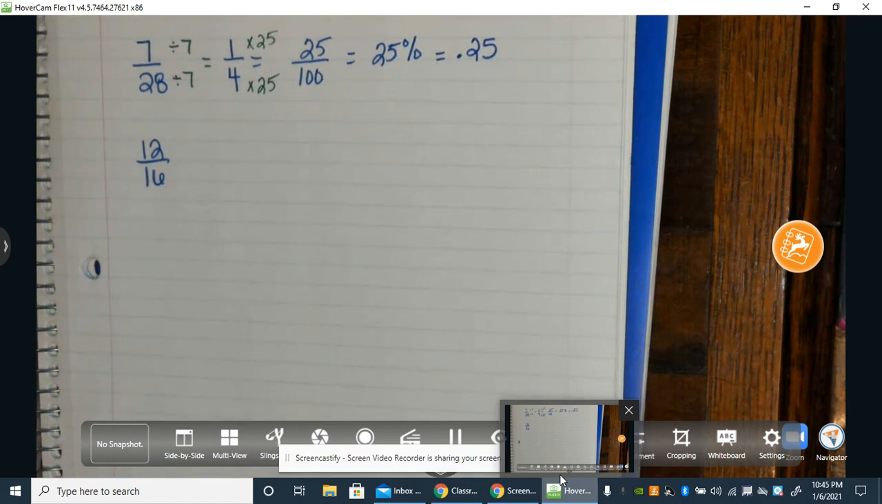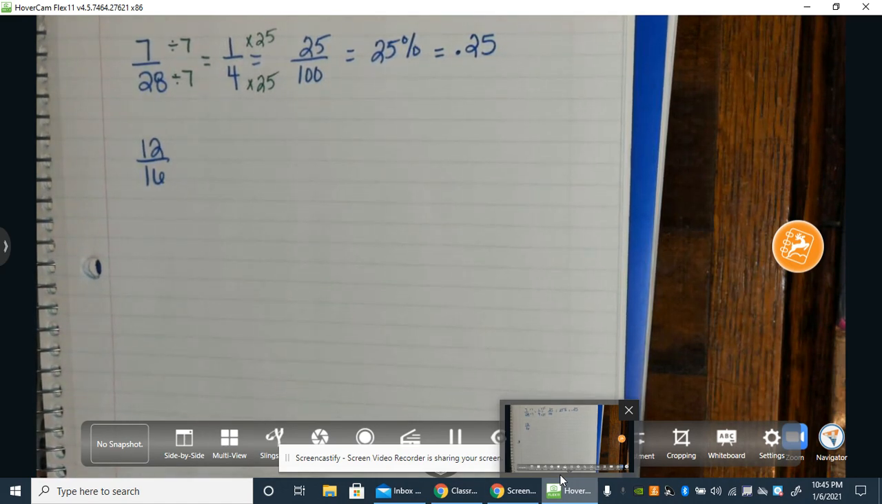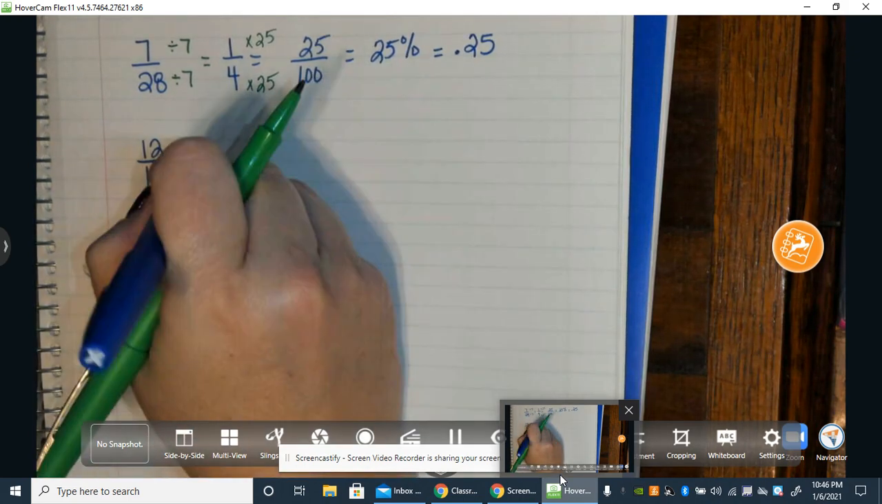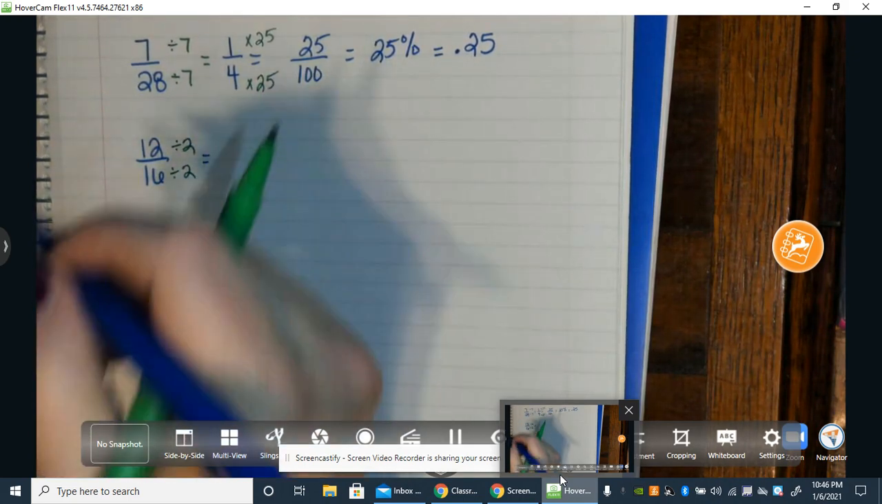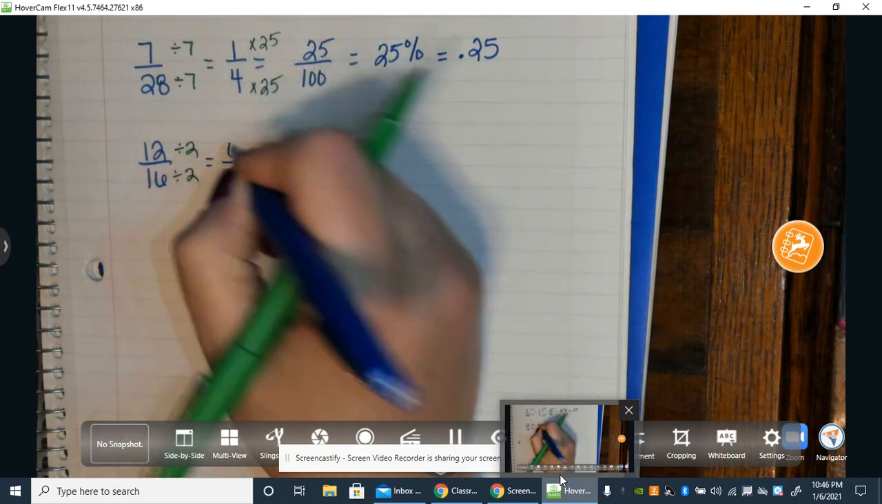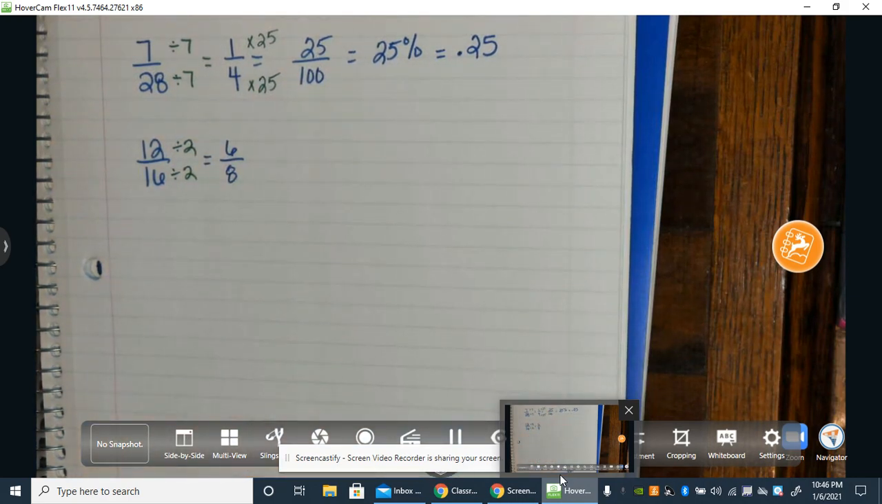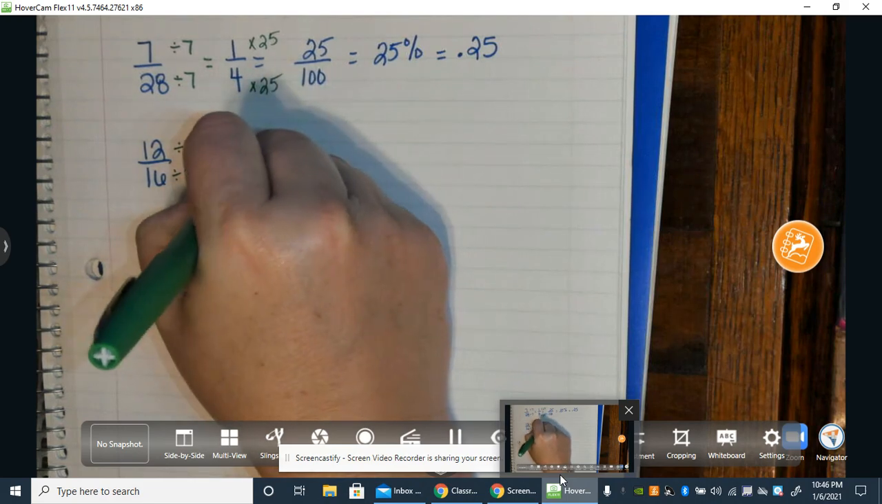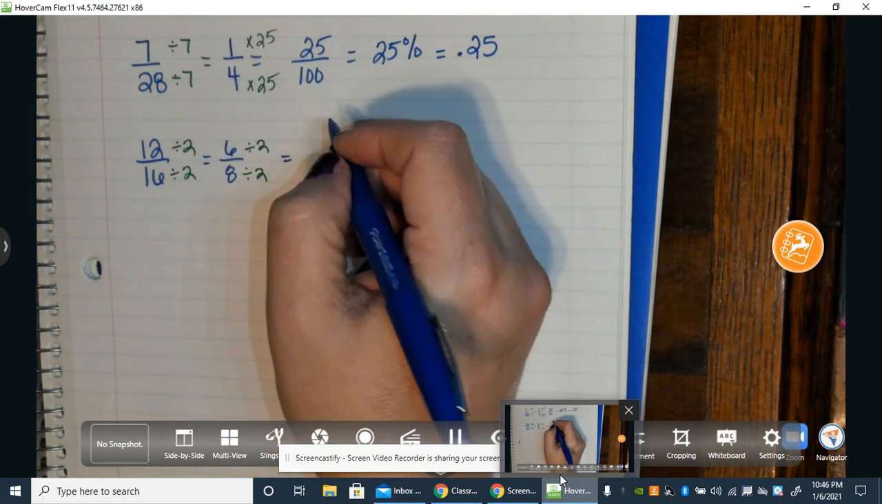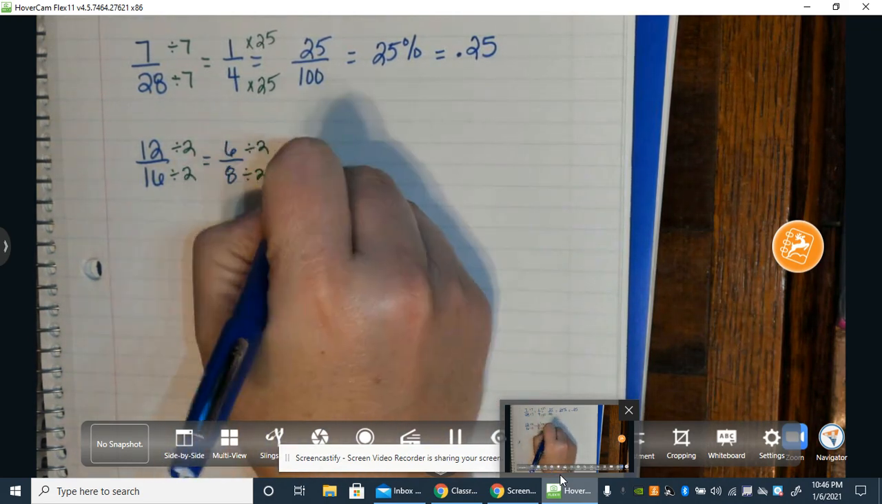Okay, let's look at 12/16. Same thing. I'm going to see if I can reduce that fraction so I can get a nice little number that can get me to 100. Well, I can see that both are even, so let's see if we can divide by 2. 12 divided by 2 gives me 6, and 16 divided by 2 gives me 8. They're both even, so I'm going to take out another 2. 6 divided by 2 is 3, and 8 divided by 2 is 4.